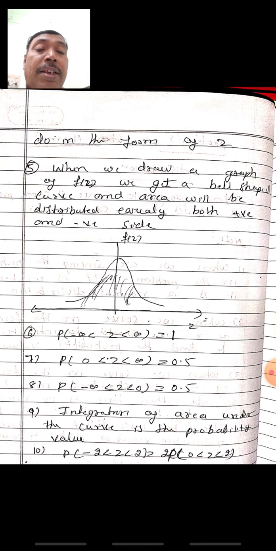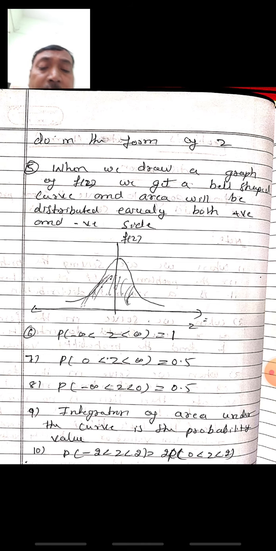See the curve here, both positive and negative side. Look at the shaded portion here, that is called the area. What you integrate inside the area is your probability value. Now the sixth point: probability from minus infinity to plus infinity is always equal to 1, but the area is distributed equally on both the positive and negative side. Therefore, the probability from 0 to infinity, that means the positive or right hand side, should be equal to 0.5. The same 0.5 holds for the negative side, that is from minus infinity to 0.